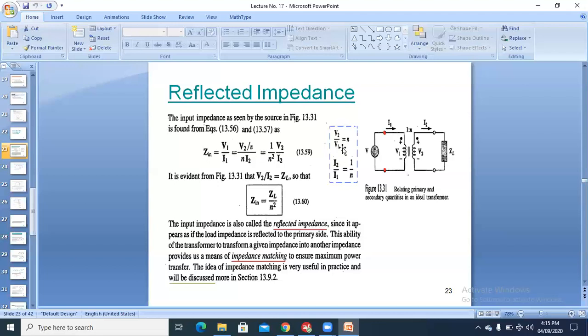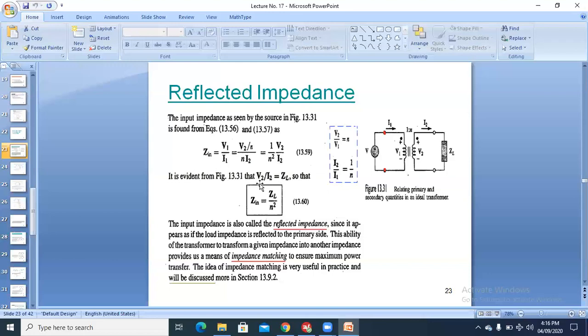So we know that the turn ratio is V2 by V1, or I2 by I1 is equal to 1 over turn ratio. So we can write the corresponding values of V1 and I1 in terms of V2 and I2. So that is V2 by N, and that is NI2. So V input is equal to 1 over N square V2 by I2.